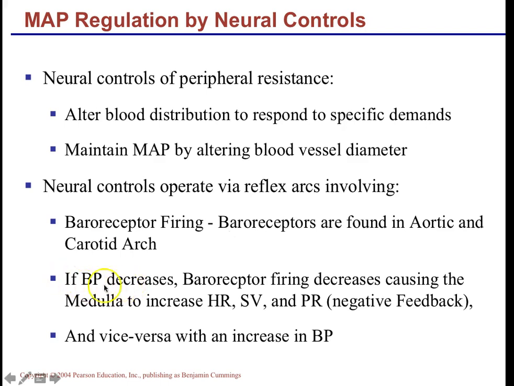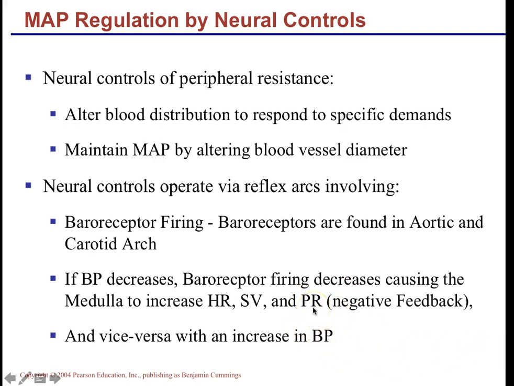So then if the blood pressure, for example, decreases, you want negative feedback. You want to have an increase in blood pressure to get back to homeostatic normal. So your baroreceptor is going to decrease its firing. That tells the medulla that it wants to do the opposite. It wants to increase heart rate, increase stroke volume, and increase peripheral resistance. So it could increase its sympathetic nerve firing to the heart. That would increase heart rate and stroke volume, and it would increase sympathetic nerve firing to the smooth muscle of the arteries, and that would cause vasoconstriction, which would increase peripheral resistance.